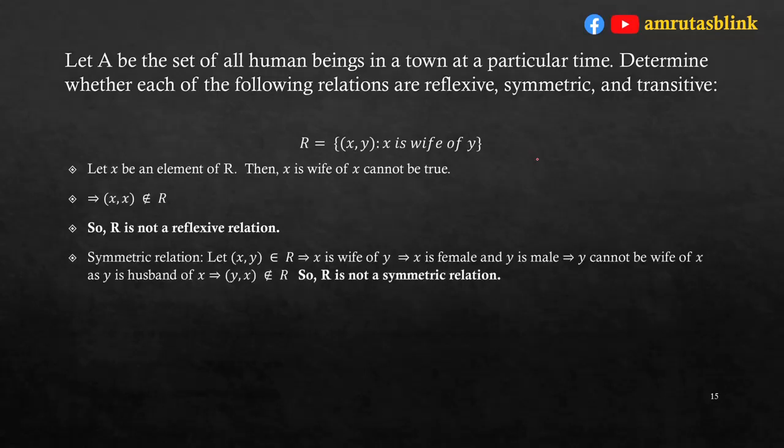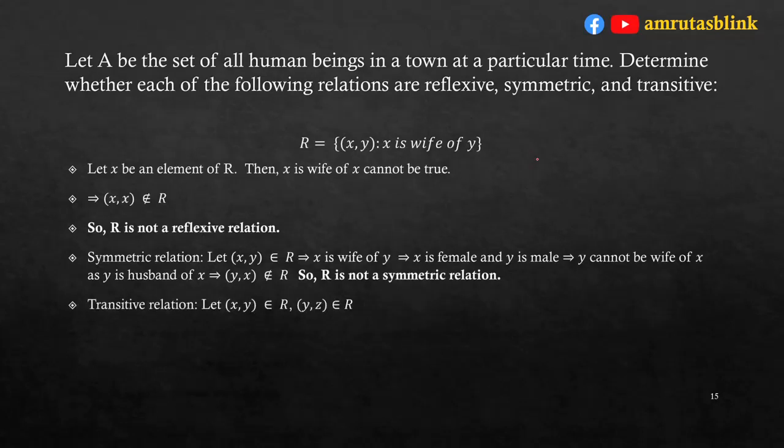Now if (x, y) belongs to R, that means x is a wife of y. Now x is a wife of y, that means x is a female and y is a male. So y cannot be wife of x because y is a husband of x. Hence once (x, y) belongs to R, we cannot say that (y, x) also belongs to R, because when (x, y) belongs to R, obviously (y, x) will not belong to R. Hence this relation is not a symmetric relation.